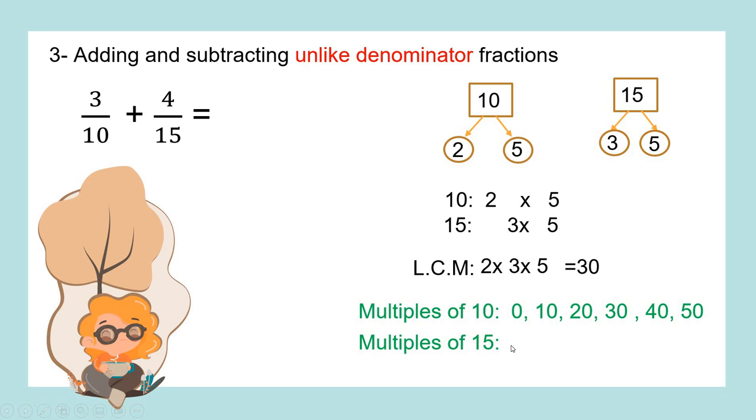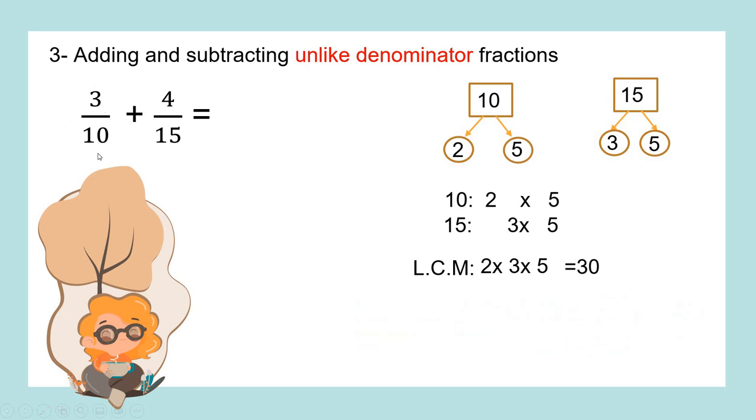So the multiples of 15 will be 0, 15, then add 15, it will be 30, then 45, then 60, then 75. Where can we stop? After you find at least 5 multiples of each, now we can compare them. Which one is the least common multiple, not including the 0, of course? So I will choose, yes, 30 again.